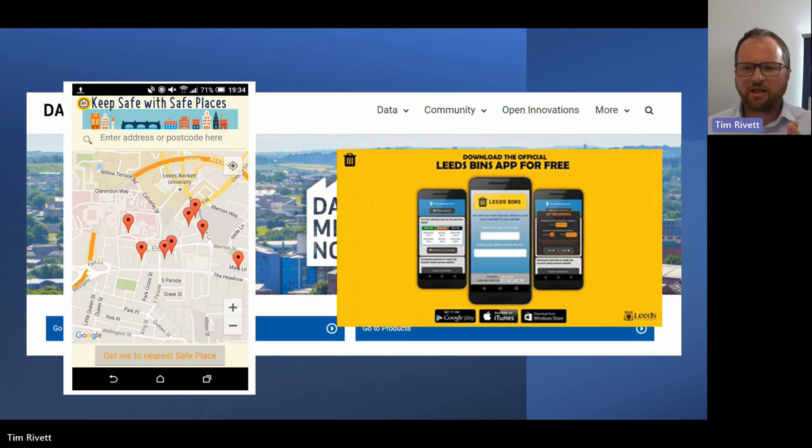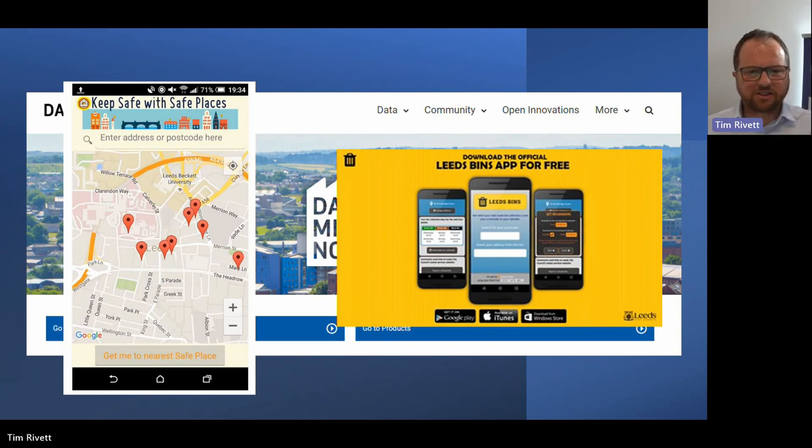If you need somewhere safe, you're feeling scared, you're feeling at risk when you're out and about, the Safe Places scheme, they've brought all the data together across the country, and there's an app that's been created off the back of that to help people find out where the nearest safe spaces for them to go to anywhere in the UK. And so some social benefit there.